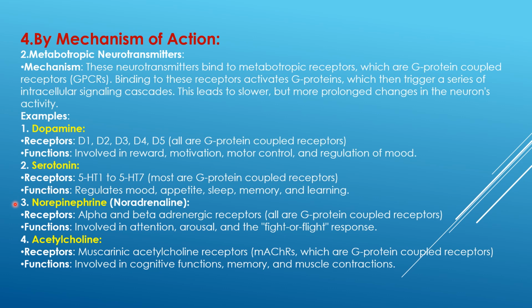3. Norepinephrine, noradrenaline. Receptors: alpha and beta adrenergic receptors, all are G-protein coupled receptors. Functions: involved in attention, arousal, and the fight or flight response. 4. Acetylcholine. Receptors: muscarinic acetylcholine receptors. Functions: involved in cognitive functions, memory, and muscle contractions.